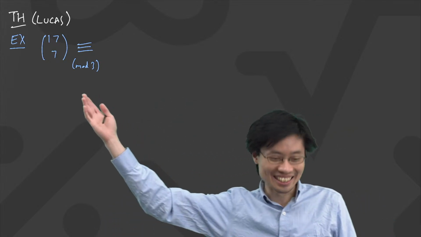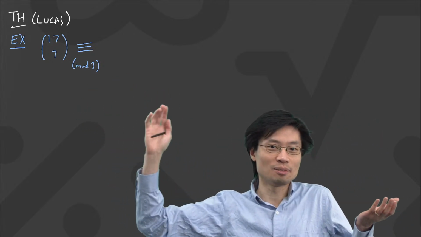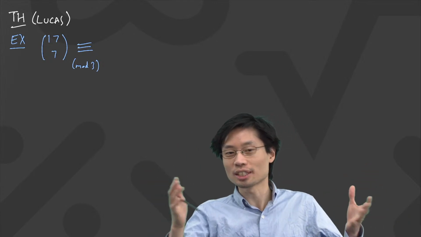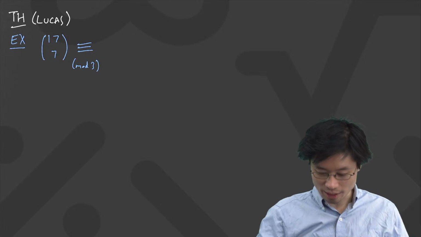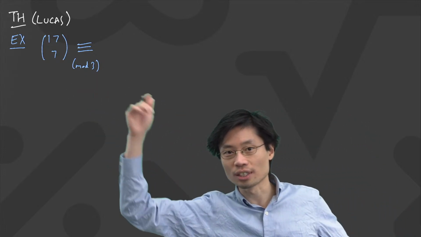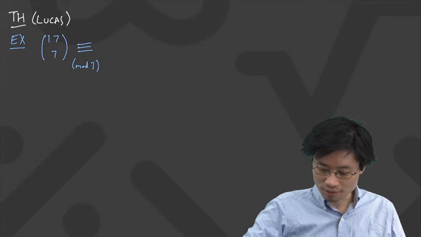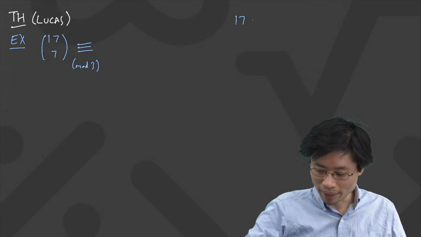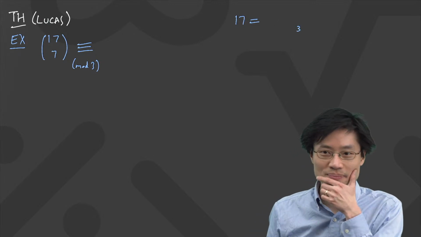I like 7. Okay, so this thing, mod 3. We care about things like modulo 3. That's like the last digit in base 3, okay? Modulo 3 is the same as the last digit in base 3. So let's convert 17 and 7 into base 3. So what you do is you convert 17 into base 3. Can anyone tell me what is 17 in base 3?